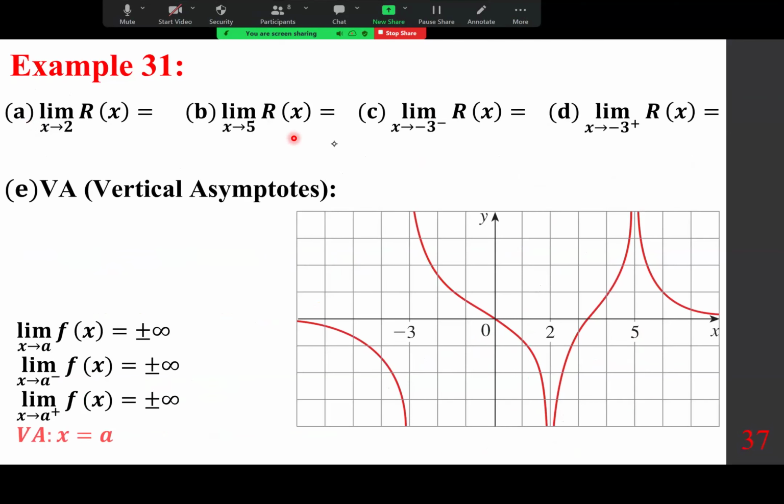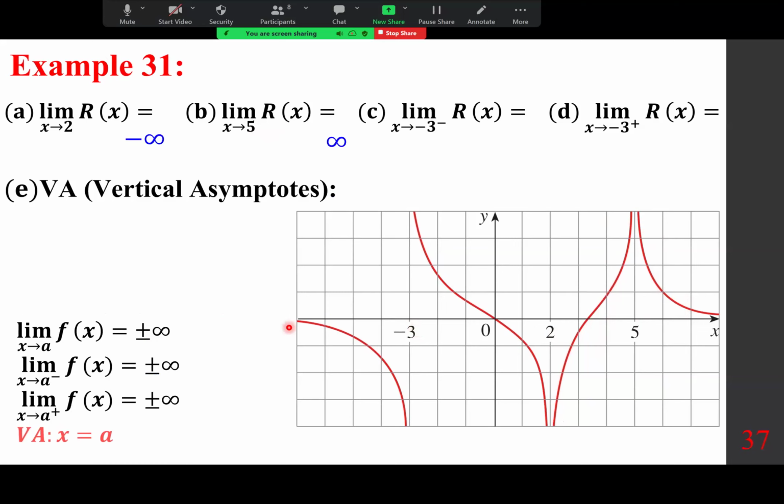We want to find the limit of this function at various numbers, and I want to give you the definition of a VA, short for vertical asymptote. The limit of f of x when x approaches a, or a from the left or a from the right, is either negative or positive infinity, which gives rise to the equation x equals a being a vertical asymptote. So when x approaches 2, from both sides of 2, it goes to negative infinity. And when x approaches 5, from both sides, it goes to infinity.